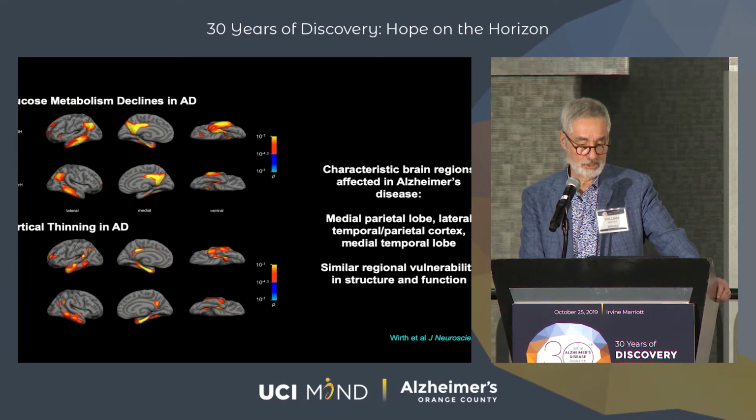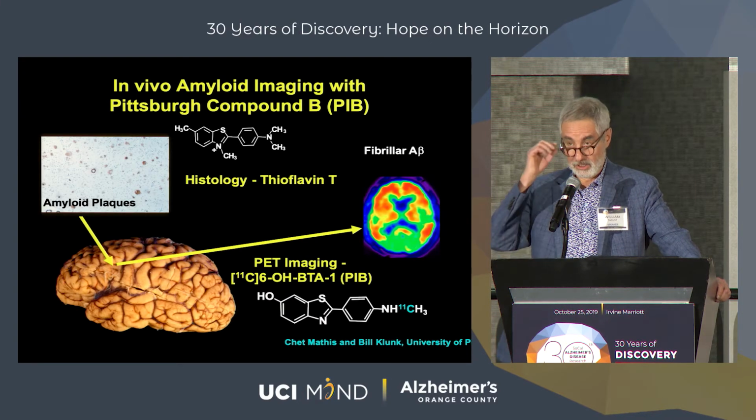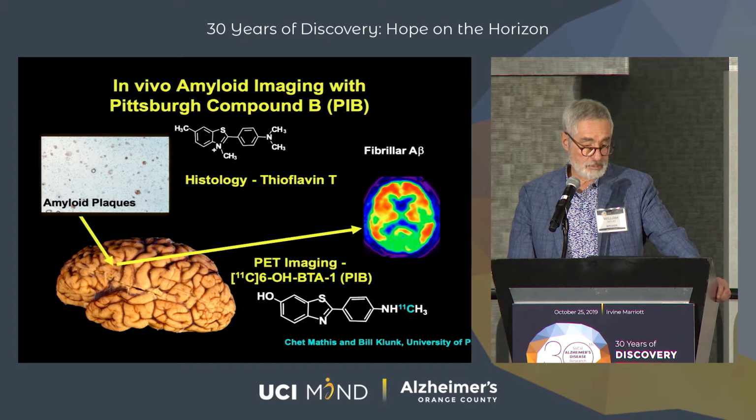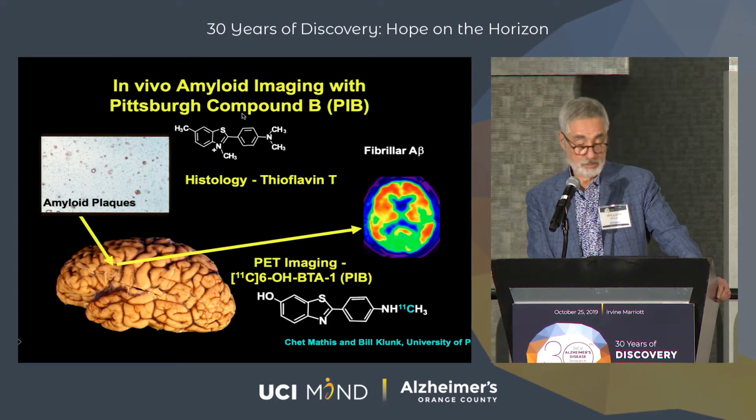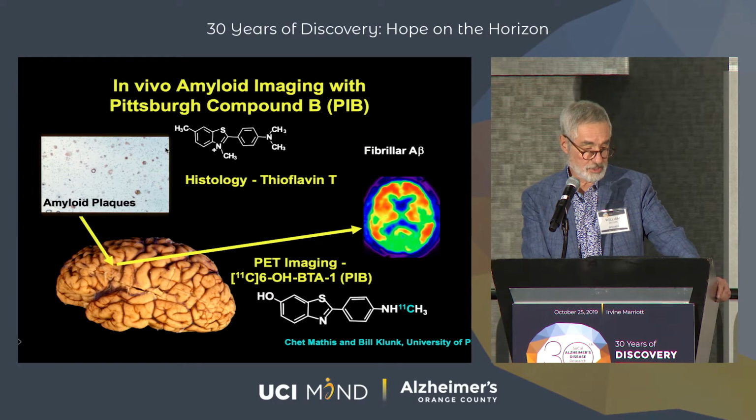So things really took a big jump in the early 2000s, when the first specific amyloid imaging agent was developed by two scientists, Chet Mathis and Bill Klunk at the University of Pittsburgh. We owe them a great debt of gratitude. They figured out that you could take this compound that was used in pathology studies, like Dr. Schneider just talked about, and you could modify the compound a little bit so that it got into the brain and label it with carbon-11, inject it into a person, and then see the amyloid in the brain, these fibrils that form the plaques.